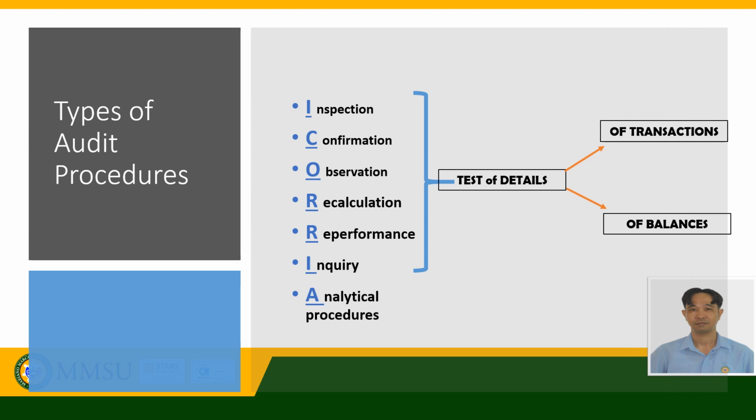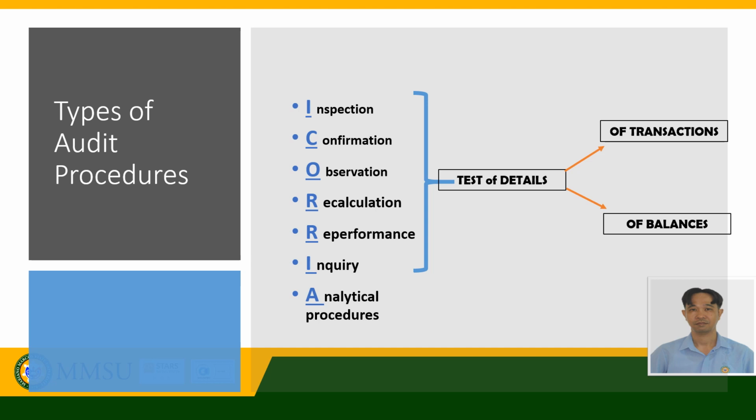Okay, so i-categorize lang natin yung lahat ng mga types of audit procedures. Dalawang klase lang yan, test of details at saka analytical procedures. So lahat na ng mga other types of audit procedures, they are all test of details. Yung inspection, confirmation, observation, recalculation, reperformance, and inquiry, test of details yan. Yung test of details, yung actual details of the account balances and classes of transactions, yan yung tinitignan mo. Okay? And then, dalawang klase naman, yung test of details of transactions and test of details of balances.